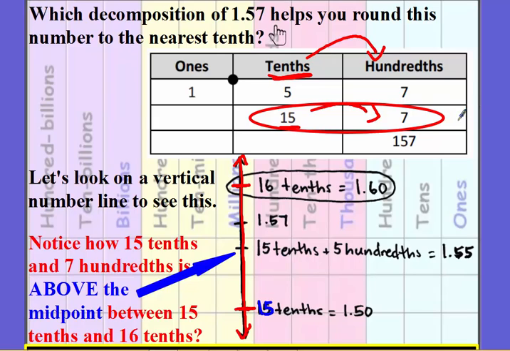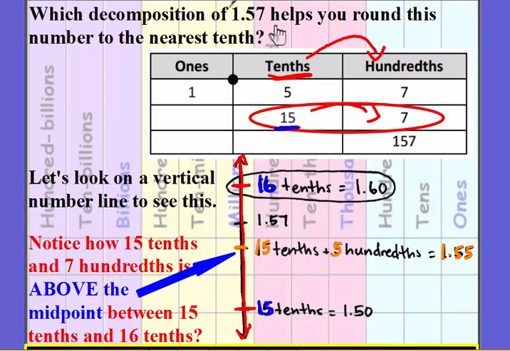Remember, when we round down, the number stays the same. I can round up to 16 tenths. When I round up, I add 1 to the number I'm rounding. And now I'm going to plot my midpoint. What is my midpoint? Well, it's halfway between 16 tenths and 15 tenths. So that's going to be 15 tenths and 5/100ths. And I can just rewrite it in standard form like this.